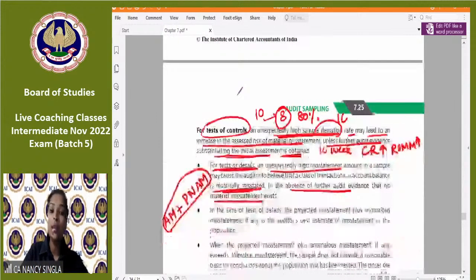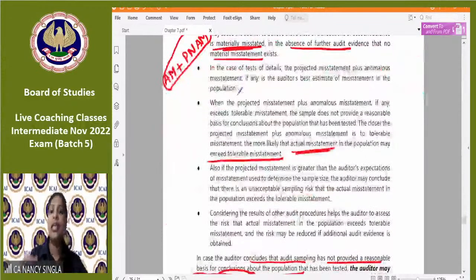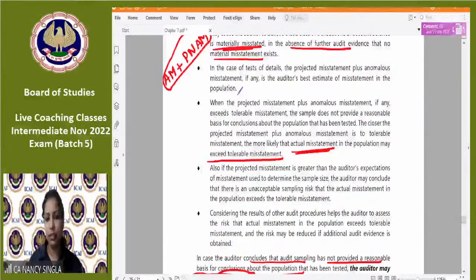ठीक है. Now test of controls में अगर आपको लगता है that unexpectedly high rate of deviation है, तो आप क्या करोगे? आपका risk of material misstatement बढ़ गया ना, तो what you will do, you may not rely on internal control. Test of detail में क्या करोगे? You will conclude that material misstated है unless otherwise proved with the help of further audit evidence. Non-anomalous misstatement का projection plus anomalous misstatement को consider करोगे, and you will see that actual misstatement should not exceed the tolerable misstatement. ठीक है.